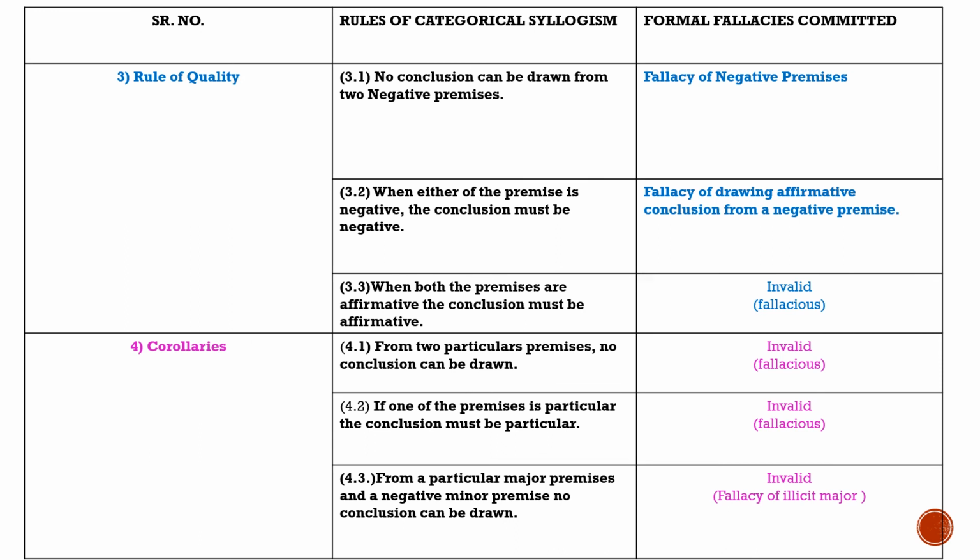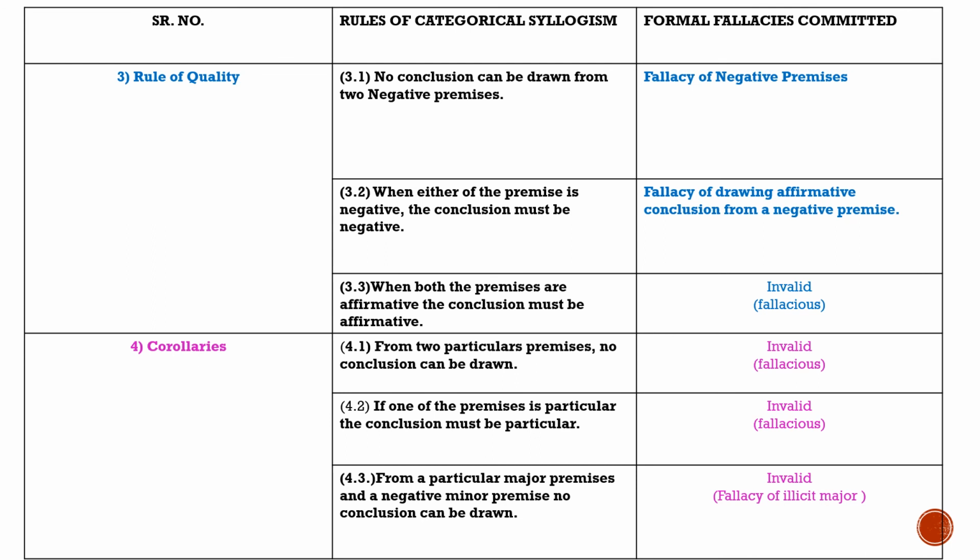Then we have the third rule, the rule of quality, in that we have three rules again. The first rule is that no conclusion can be drawn from two negative premises. When this rule is violated, then we commit the fallacy of negative premises. Then the second rule is that when either of the premises is negative, the conclusion must be negative. If this rule is violated, then we commit the fallacy of drawing an affirmative conclusion from a negative premise. And the third rule is that when both the premises are affirmative, the conclusion must be affirmative. When this rule is violated, then the argument is fallacious and it is an invalid argument.